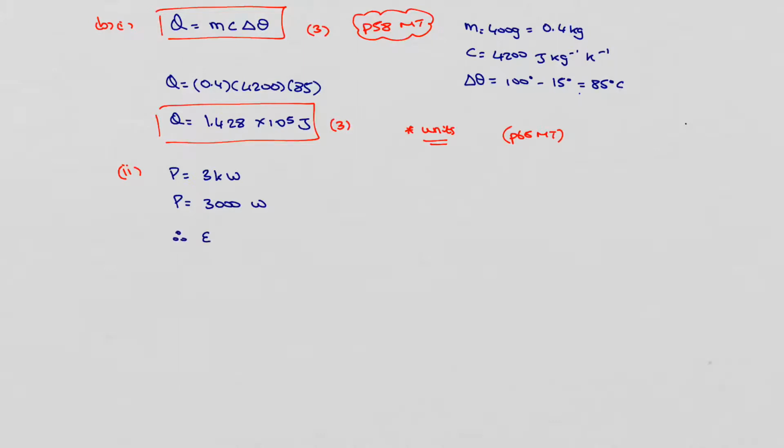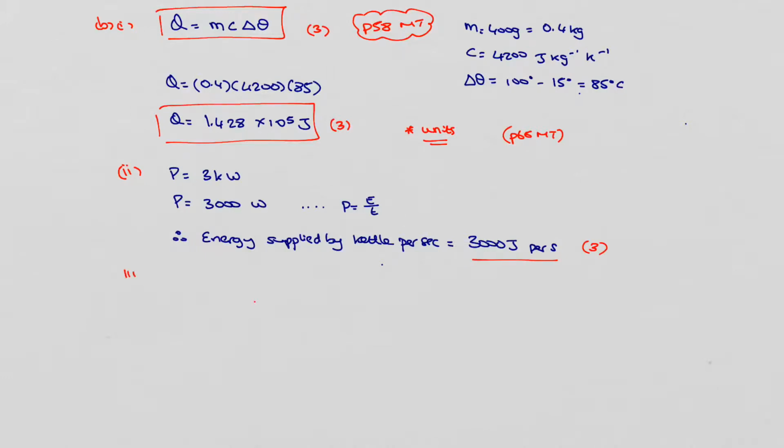So therefore, the energy supplied by the kettle per second is equal to 3,000 joules, or in other words, 3,000 joules per second. Okay, and again, you might want to say here, power is equal to energy over time, which is where we're getting our joules per second from. Okay, and we were getting 3 marks then for that.